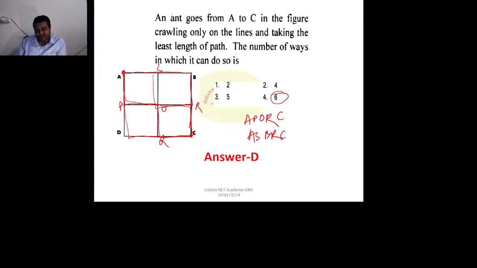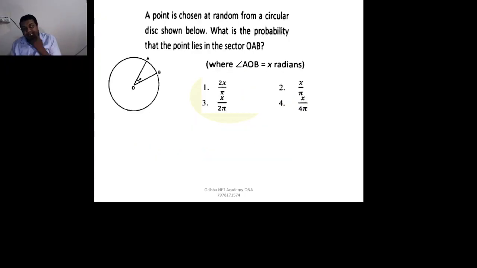It is 6. A point is chosen at random from the circular disc shown below. What is the probability that the point lies in the sector OAB? This is the sector OAB. So randomly you can put one point. Then what is the probability that the point will fall within that sector? And the angle is given as X.